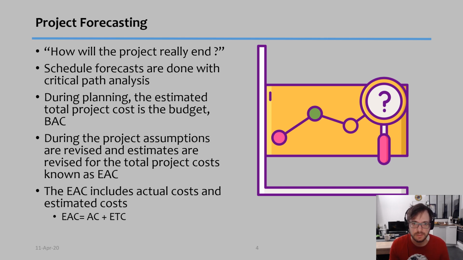During planning, the estimate of the total project cost is the budget, as we know, and we calculate our BAC, or our budget at completion. But during the project itself, some of the assumptions might have to be revisited and rechecked, and estimates might have to be revised, and therefore the total project cost needs to be recalculated, and we would have our EAC, our estimate at completion of the project. So the EAC includes actual costs and estimated costs, okay? And therefore the EAC will always be the actual cost plus the estimated cost to complete, okay?